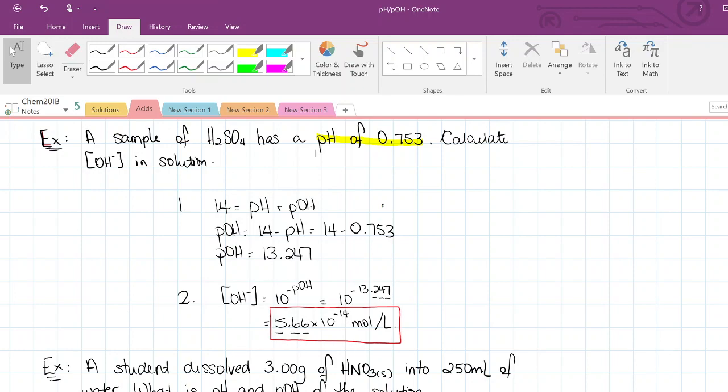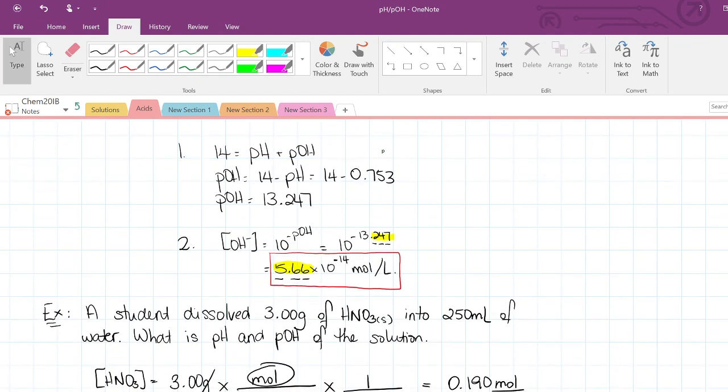Because my pOH has 3 decimal places, that means I'm going to round my concentration to 3 significant digits. Okay, so that's the first example. The second example is slightly more complex because there's one extra step here.